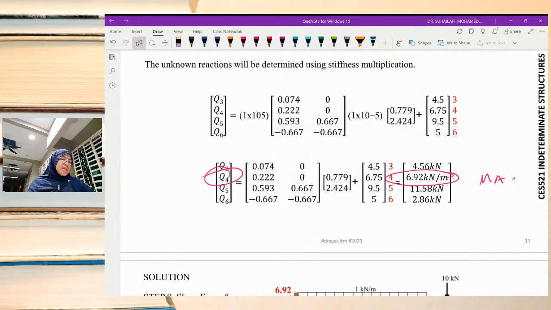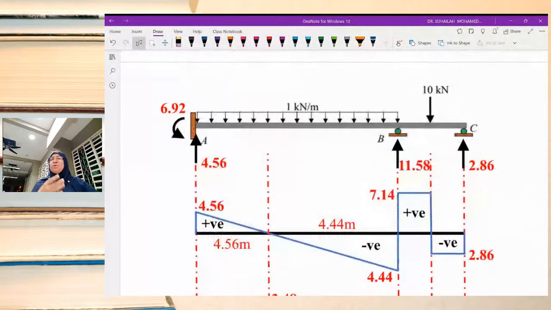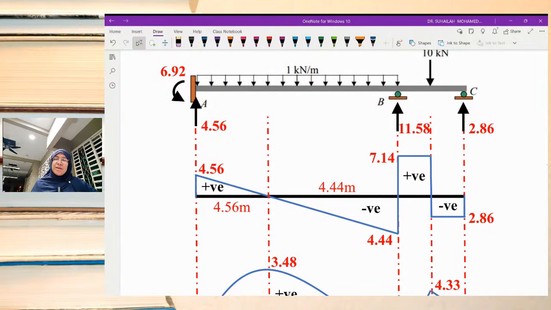So once we get this, we can combine back in the main diagram. Put all the values that we get, the four unknown reactions, and from that we can draw the shear force diagram.